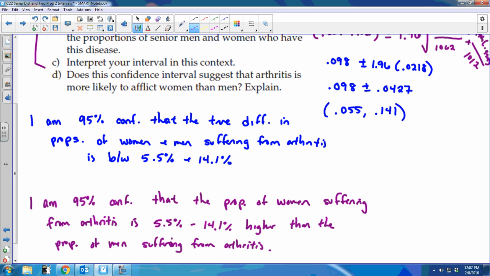The second statement is better because it's directly comparative, whereas the first statement is just kind of like going through the motions, and we just say that the difference is in this interval. They're both correct.